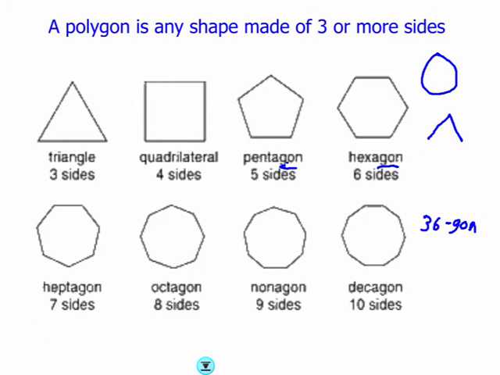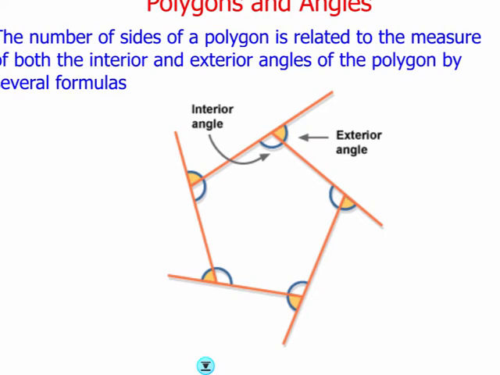So for this video, we want to talk about how the sides of polygons relate to the angles. And it works like this. The number of sides of a polygon is related to the measure of both the interior and the exterior angles by a couple formulas. All right, and let's just talk about an interior angle: it is the angle on the inside of the shape.